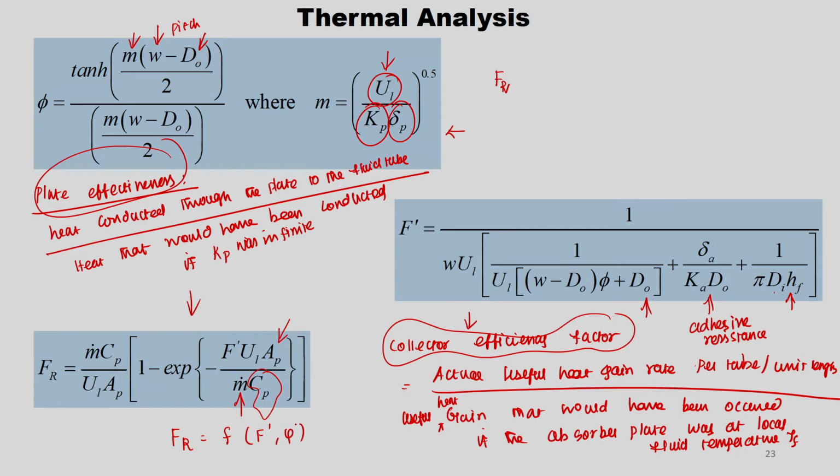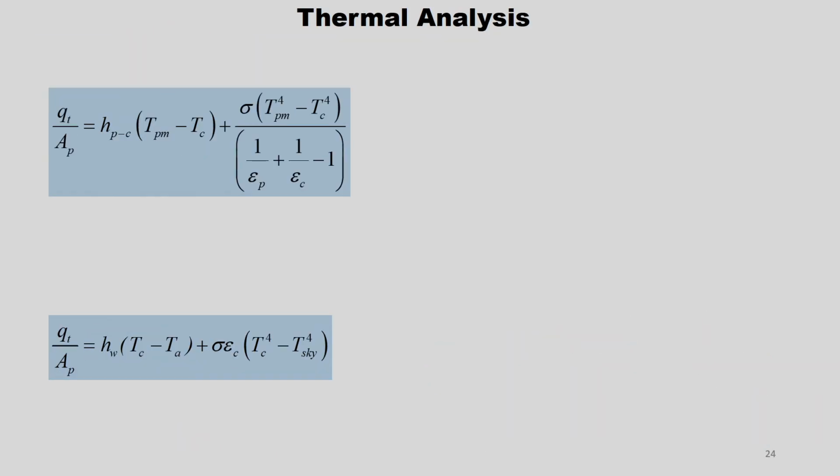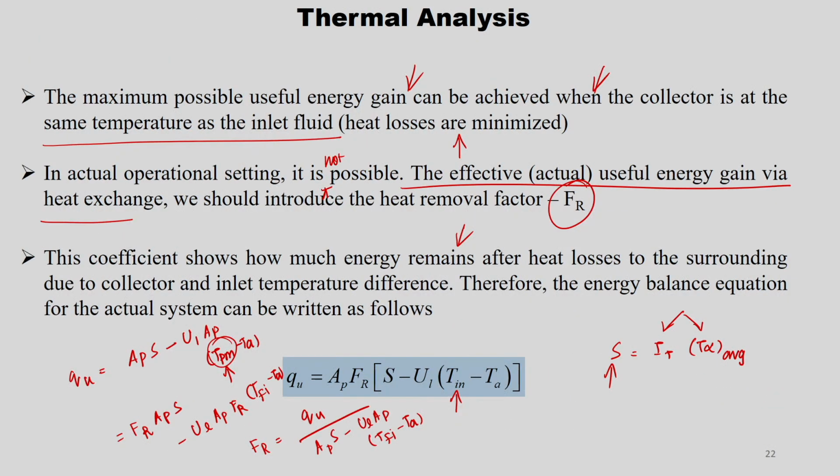In that way one can calculate Q_u. Because what we said here is that S we know by calculating I_T, and the heat loss coefficient U_L we are supposed to get from correlations.